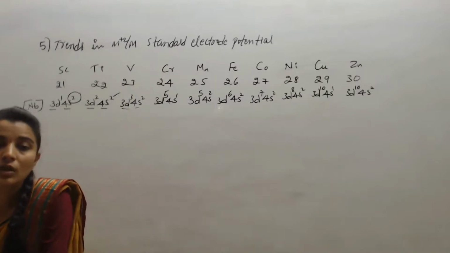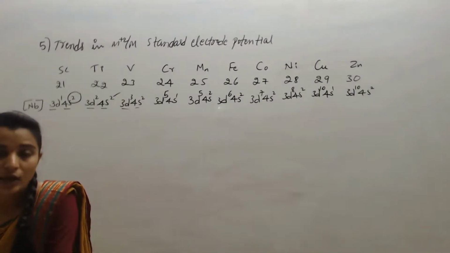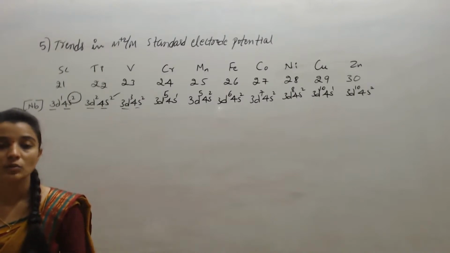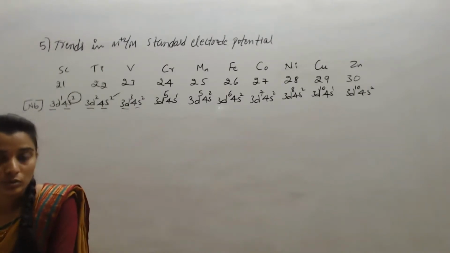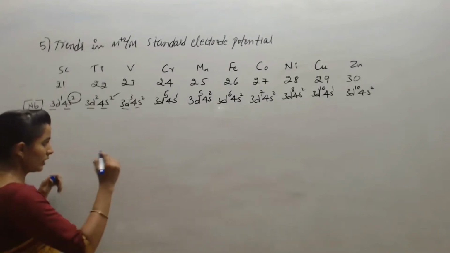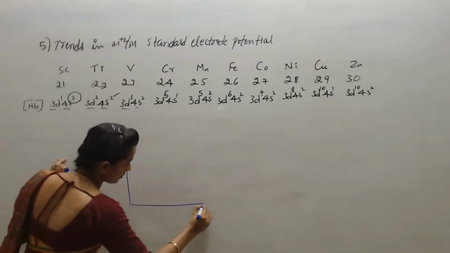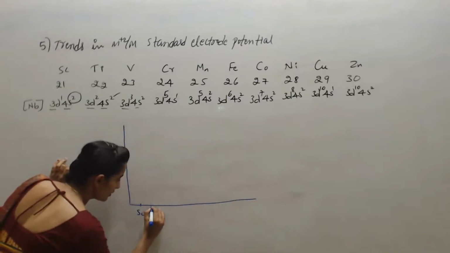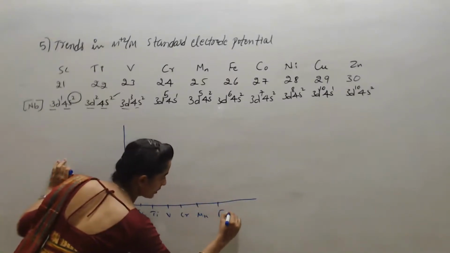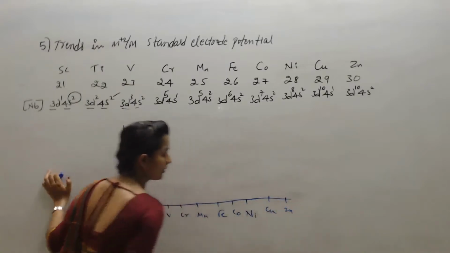We have to measure the electrode potential of these elements by using electrochemical cells. I told you what the electrode potential is: it is the EMF exerted between the positive and the negative electrodes. Okay, so in that there are two trends, students. So first I draw the graph. Titanium, vanadium, chromium, manganese, iron, cobalt, nickel, copper, zinc.